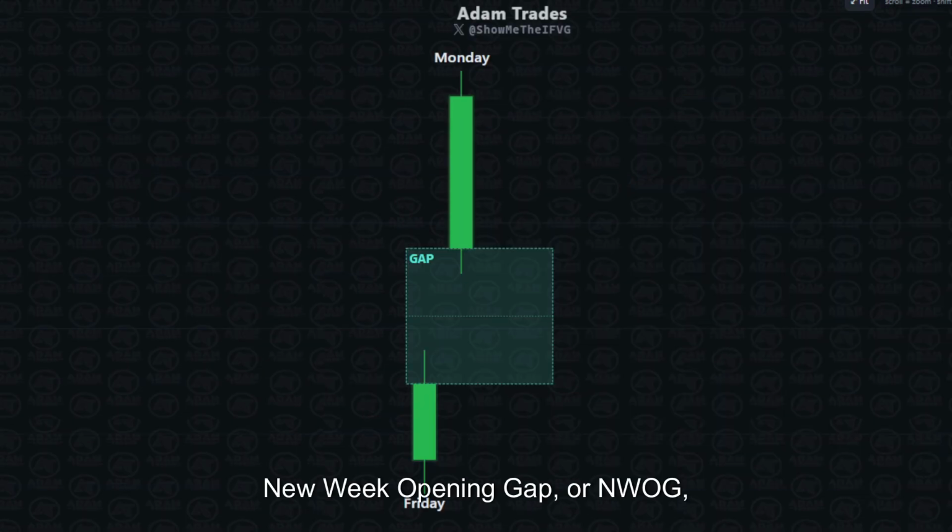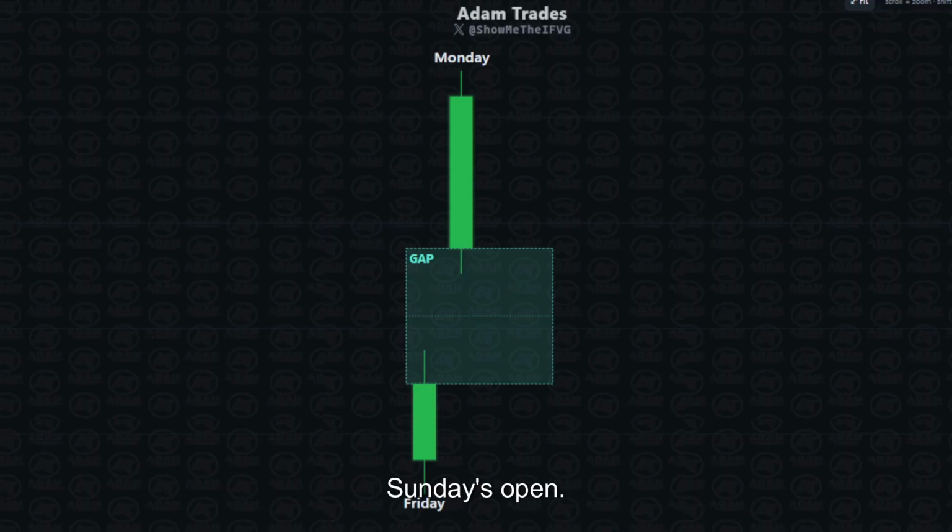New week opening gap, or NWOG, is the gap between Friday's close and Sunday's open.